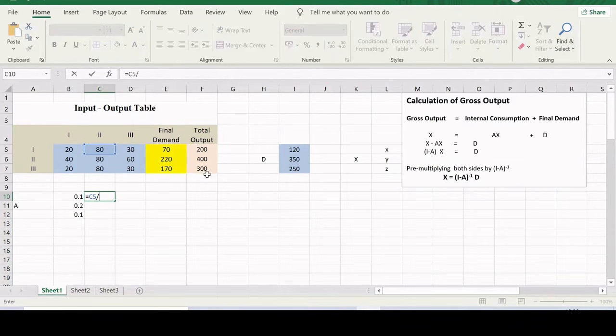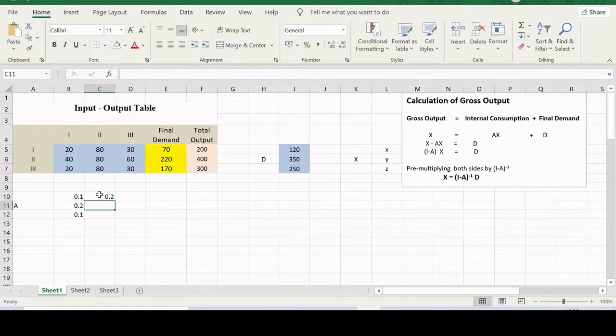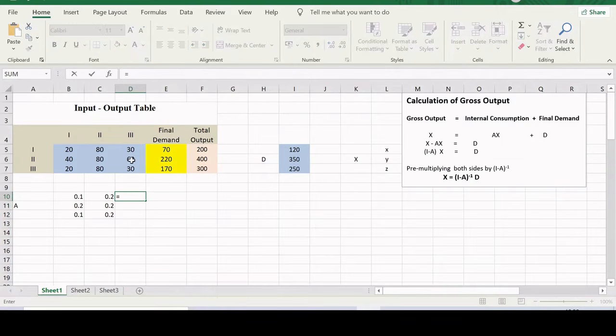The input requirement divided by the gross output or the total output of sector 2, and to simplify our calculation we can make the output absolute so that we can drag this formula to find out the other elements also. And in the same manner I am calculating the elements for sector 3 also, that is the input to output ratio for sector 3 also.